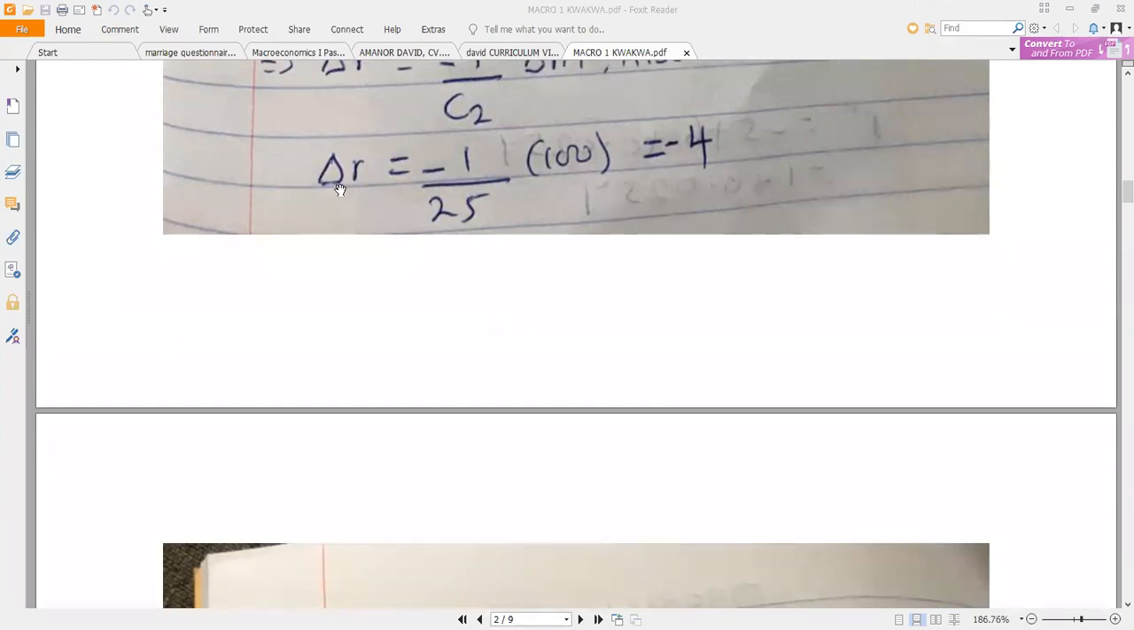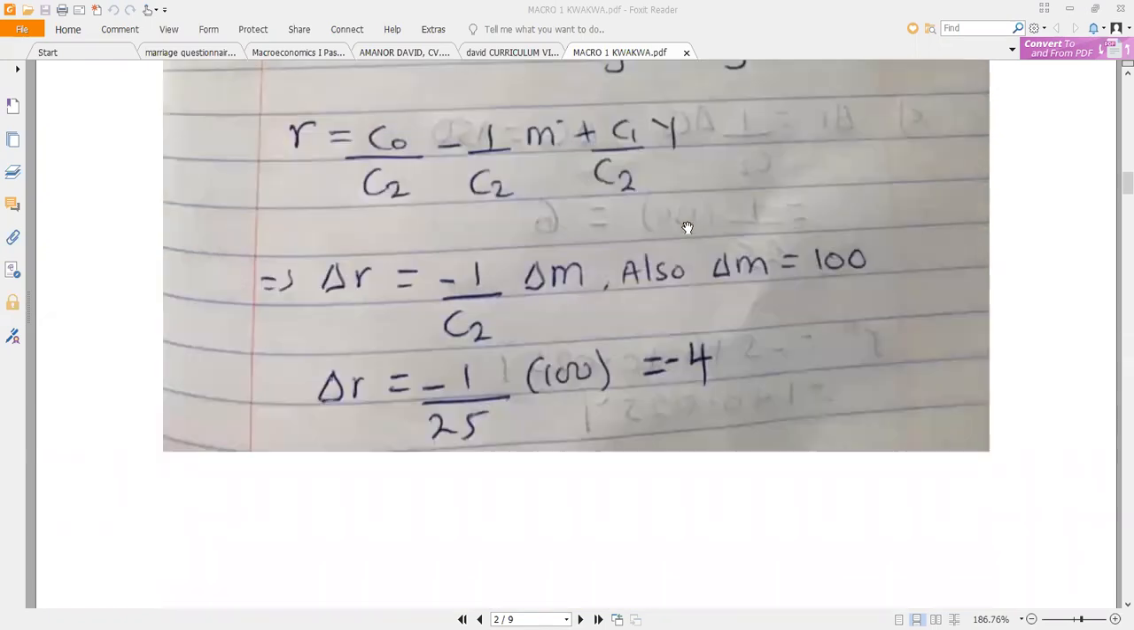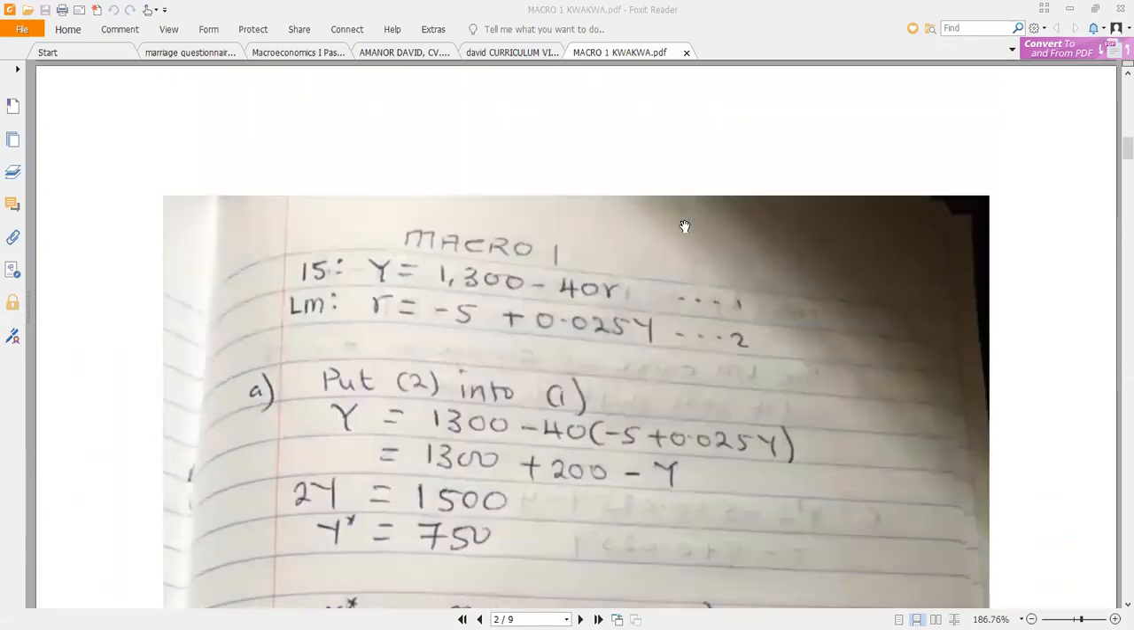Here you see that the change in interest rate is minus 4, so the interest rate is falling. So the LM curve is shifting downwards. As we all know, whenever the quantity of money increases, the LM curve shifts downwards. So that will be the answer to that twin question: by how much, 4 units, and the direction, it is shifting downwards. That is what you do if there's a change in the quantity of money.